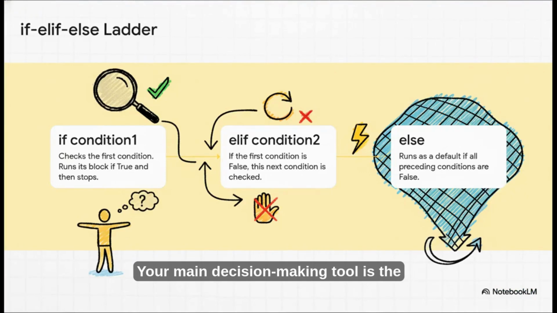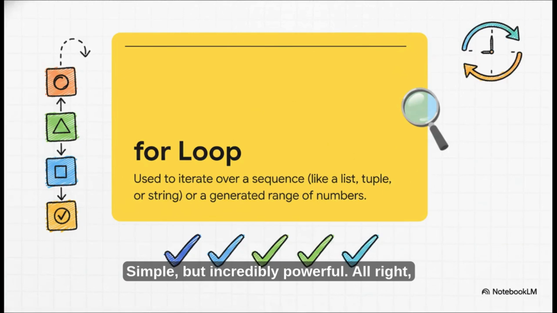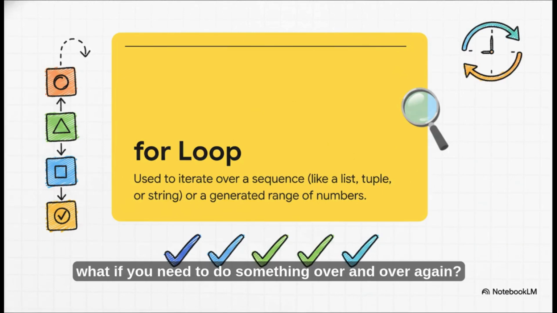Your main decision-making tool is the if, elif, else ladder. It's super logical. Python checks the if first. If it's true, it runs that code and jumps out. If not, it moves to the elif. And if nothing matches, the else block at the bottom acts as a catch-all. Simple, but incredibly powerful. All right, what if you need to do something over and over again?